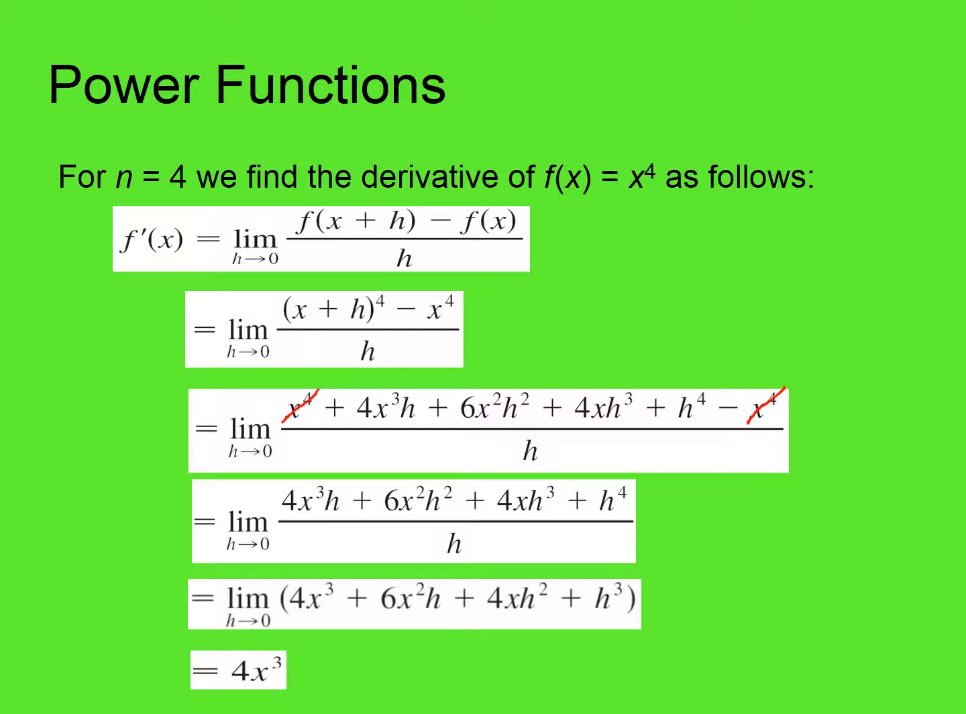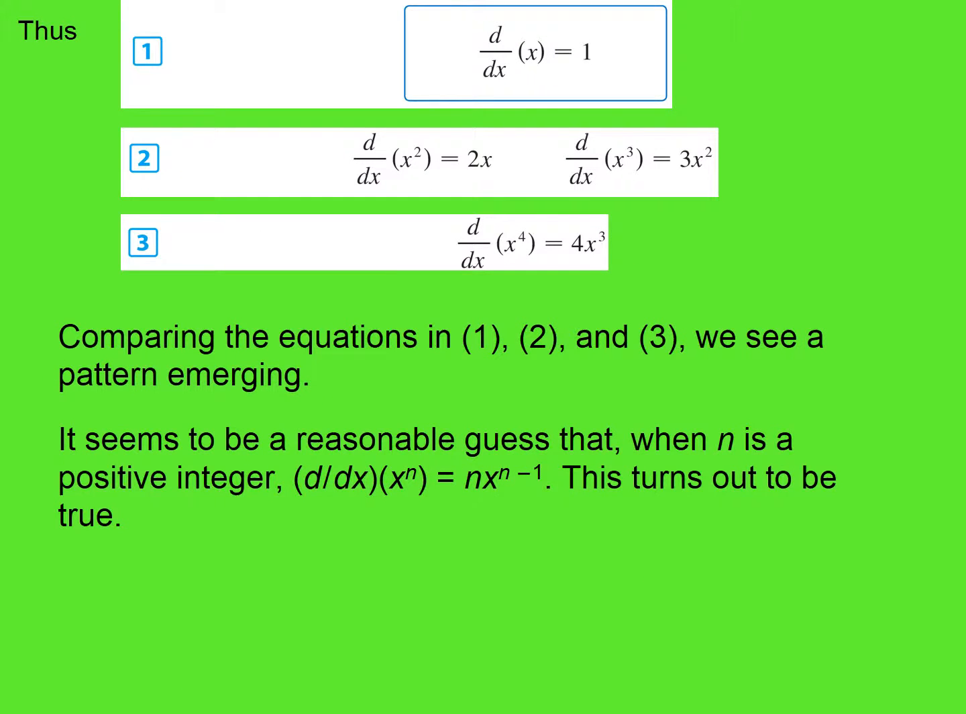Of course, we remember that the limit of a sum is the sum of the limits, so we could think about the limit of each of these three terms separately. And of course, x doesn't depend on h, so this is just 4x to the third. So it's 4x to the third for the derivative of the fourth degree power function.